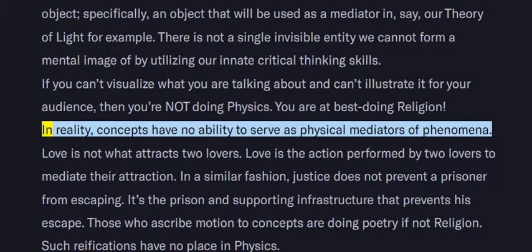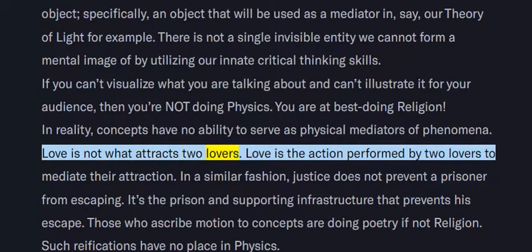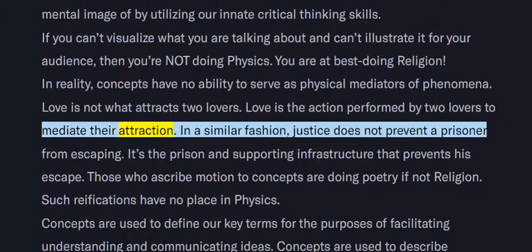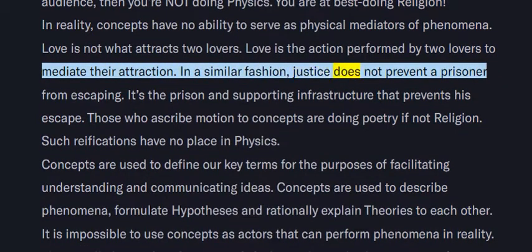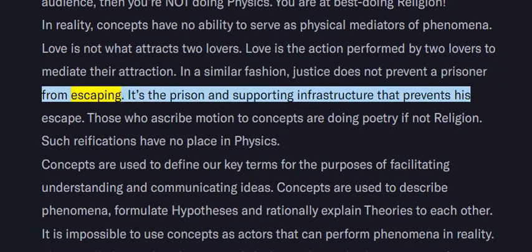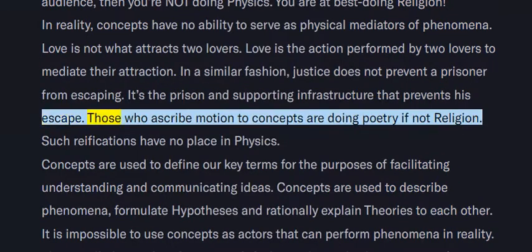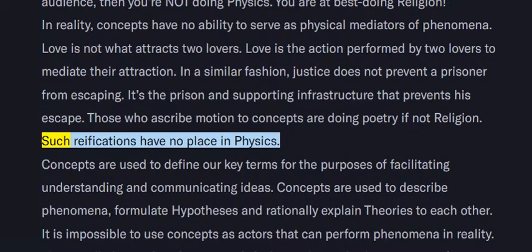In reality, concepts have no ability to serve as physical mediators of phenomena. Love is not what attracts two lovers. Love is the action performed by two lovers to mediate their attraction. In a similar fashion, justice does not prevent a prisoner from escaping. It's the prison and supporting infrastructure that prevents his escape. Those who ascribe motion to concepts are doing poetry, if not religion. Such reifications have no place in physics.